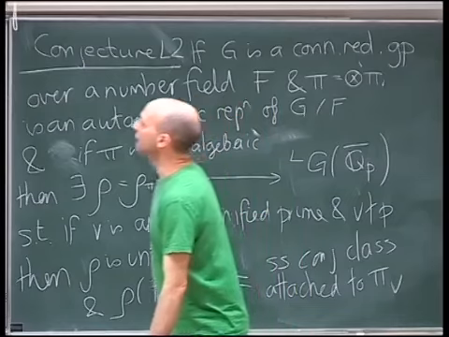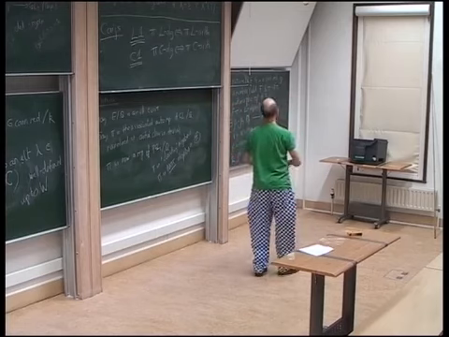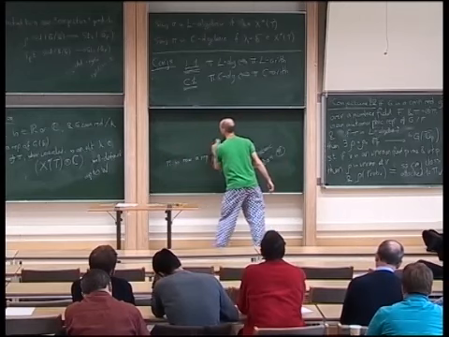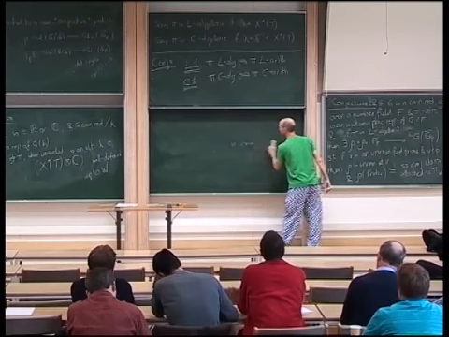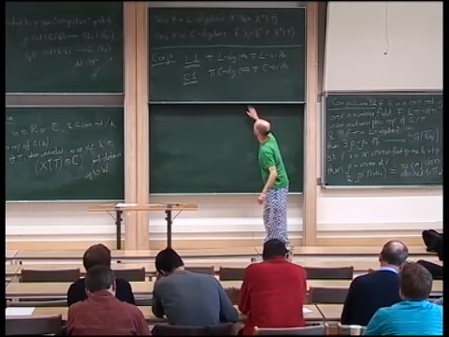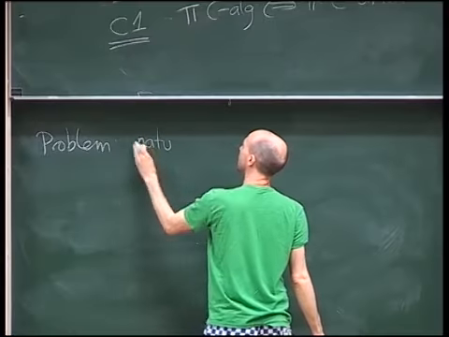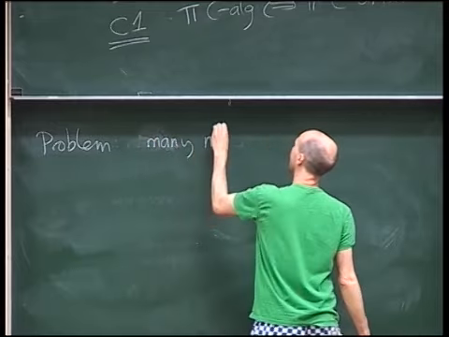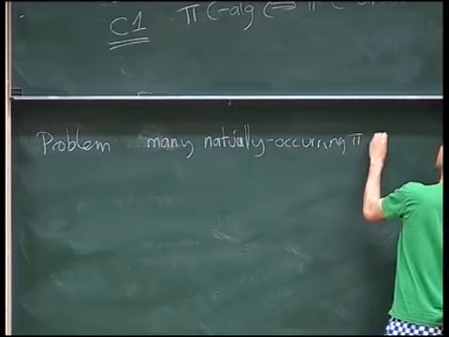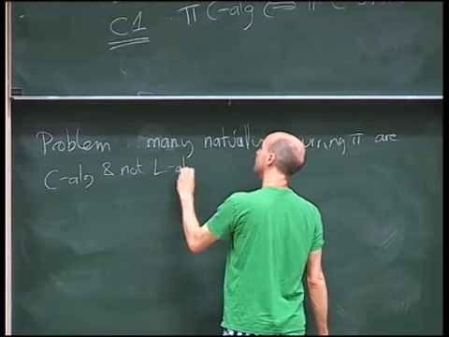general. So we were kind of thinking that must be the conjecture, but it's a bit rubbish because it doesn't say anything. I'm rubbing off the problem. So I'll finish this board, then I'll stop. So the problem: many naturally occurring pi are C-algebraic and not L-algebraic. There's no reason they should be L-algebraic.